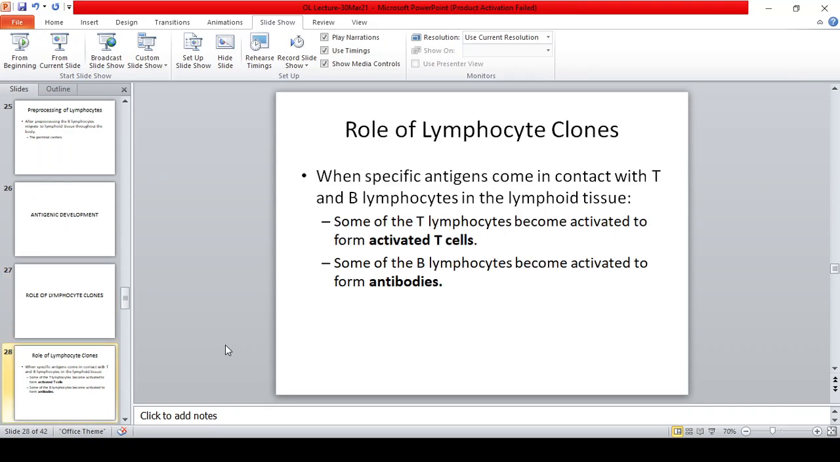Basically, what happens is that when specific antigens come in contact with the T and B lymphocytes, as we have just studied, which are lying in the lymphoid tissue. Now, some of the T lymphocytes become activated to form activated T cells when they come in contact with a certain antigen. And some of the B lymphocytes become activated to form the antibodies.